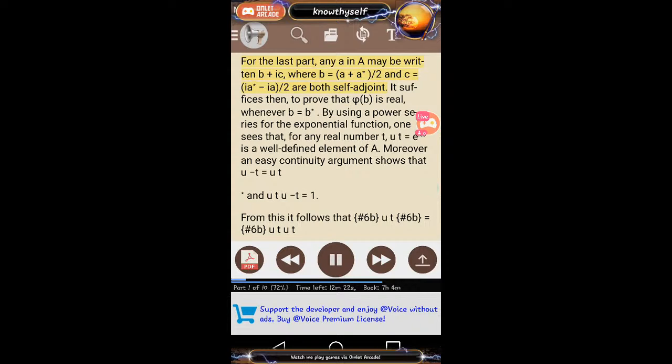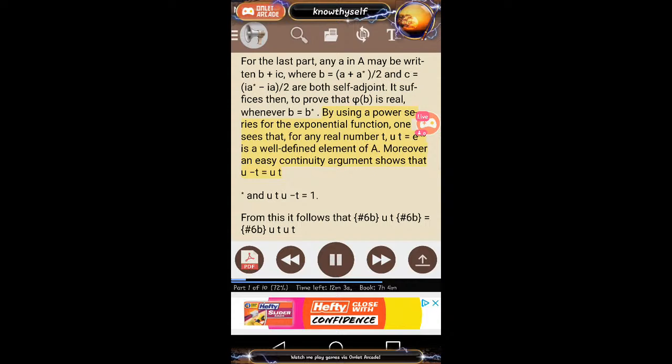For the last part, any a in A may be written b + ic, where b = (a + a*)/2 and c = (a - a*)/(2i) are both self-adjoint. It suffices then to prove that φ(b) is real whenever b = b*.